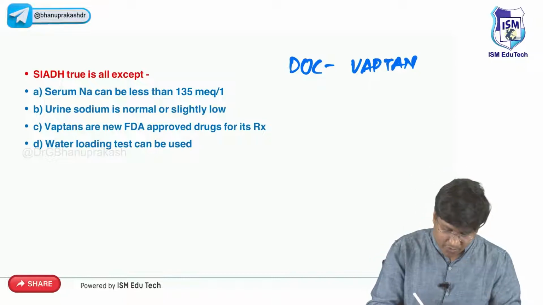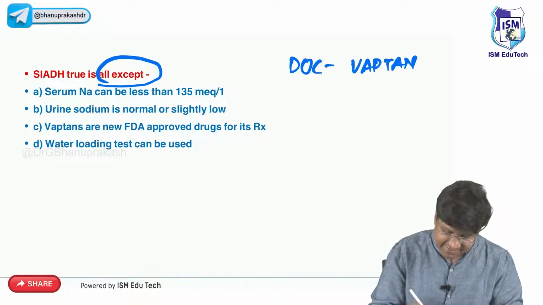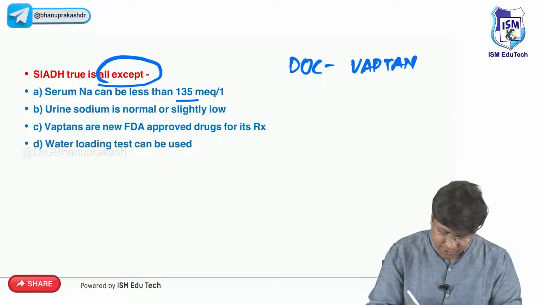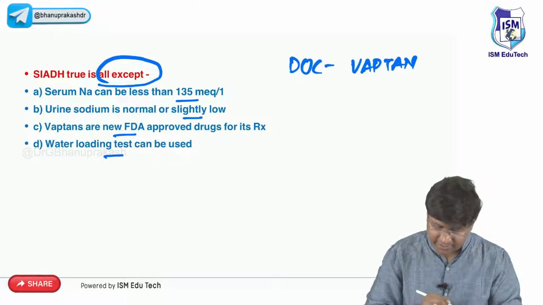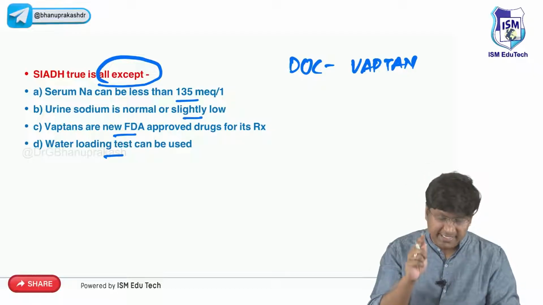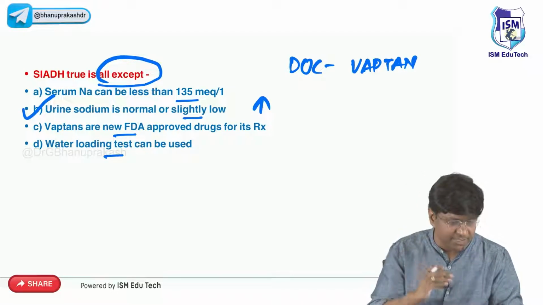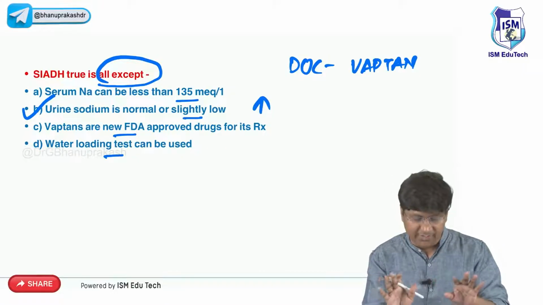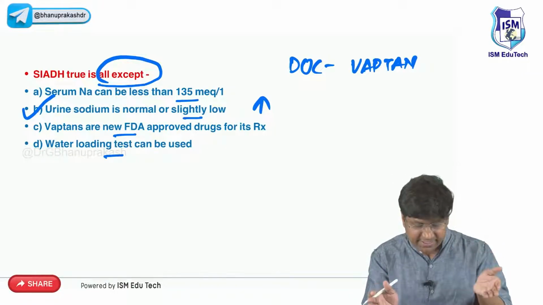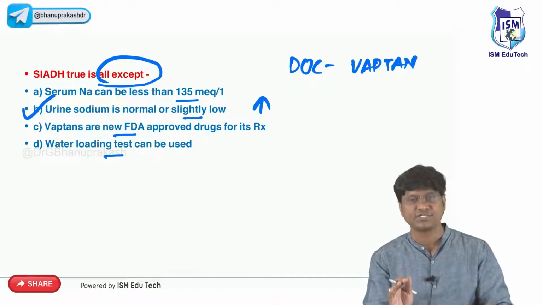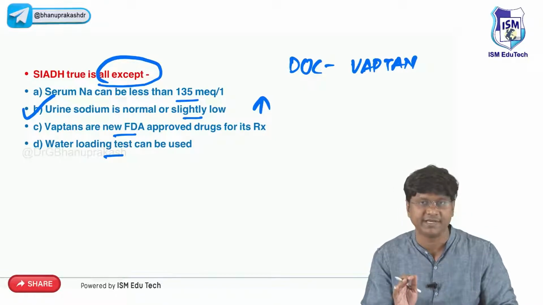Okay. Now, SIADH, all are true except: serum sodium can be less than 135, urine sodium is normal or slightly low, Vaptans are approved drugs, water loading test can be done. So remember, in case of SIADH, what will happen to the urinary sodium? The urinary sodium increases. It will not be normal or slightly low. The urinary sodium increases in patients with the syndrome of inappropriate antidiuretic hormone.